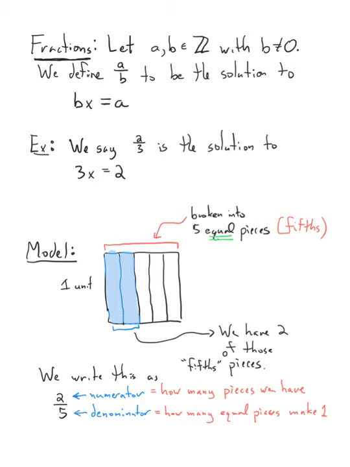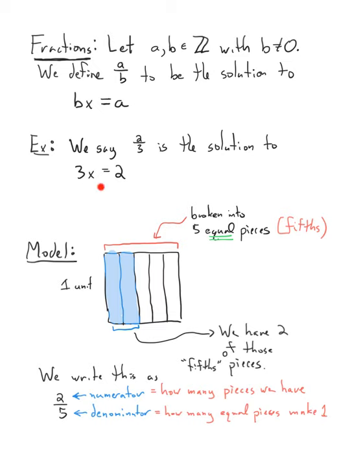And that way is they are a solution to an equation involving a number set that we already know things about. So if we have two integers, a and b, and we make b not 0, we can't have fractions with the denominator of 0, of course. So we're going to define the fraction a over b to be the solution to this equation: b times x equals a. For example, 2/3 is the solution to 3x equals 2.